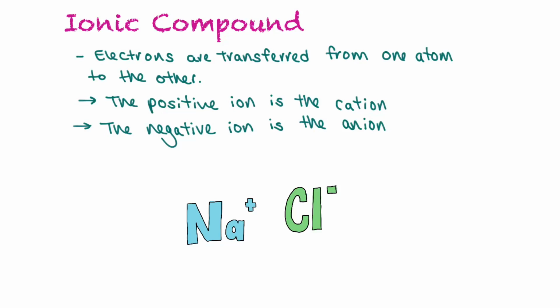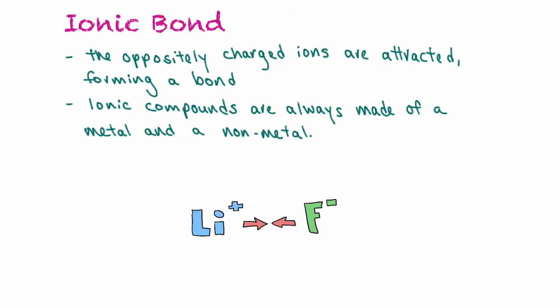In an ionic compound, electrons are transferred from one atom to the other. The positive ion, so this one, sodium gave up an electron to chlorine, so it became a positive ion. It's called the cation. And then the negative ion, chlorine gained an electron from sodium, so it's the anion. Those oppositely charged ions are then attracted to each other and they form a bond between each other. So lithium and fluorine, for an example. And ionic compounds are always made of a metal plus a nonmetal.